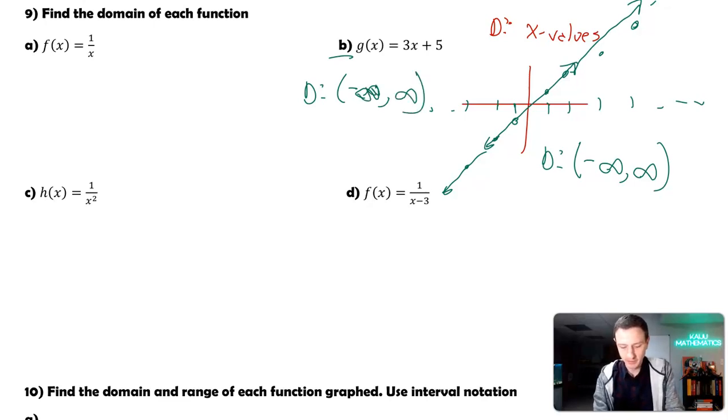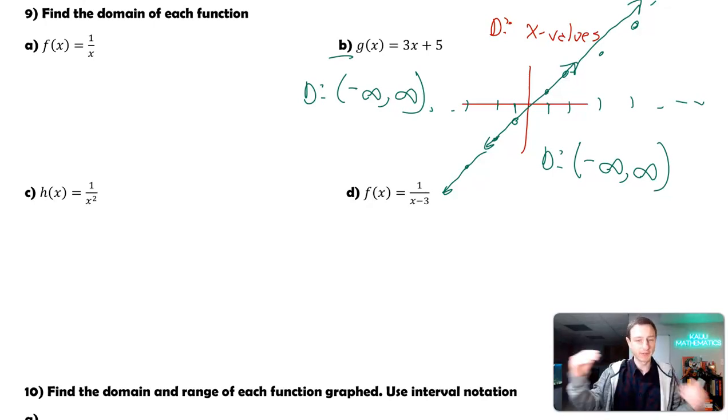My infinity signs aren't the best. Let me fix that a little bit. So the domain, it exists everywhere. Because there's no gap or problem with the x value. There's no x value that I could plug in that's going to cause some sort of issue. The graph exists everywhere.